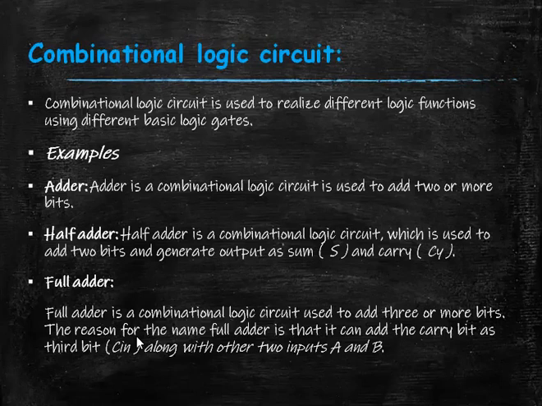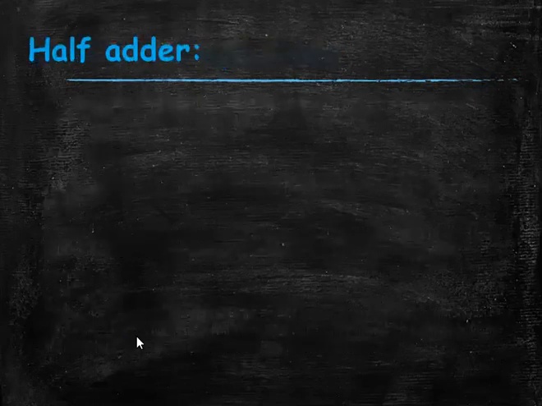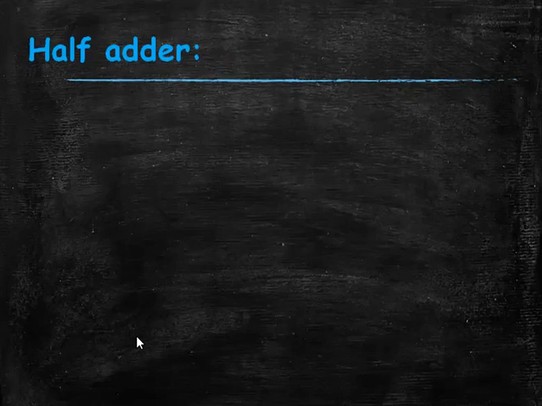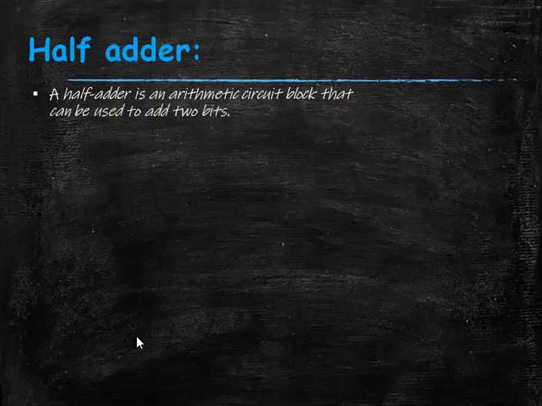Now we are going to discuss the half adder and the full adder in detail. Okay, half adder is an arithmetic circuit that can be used to add 2 bits.